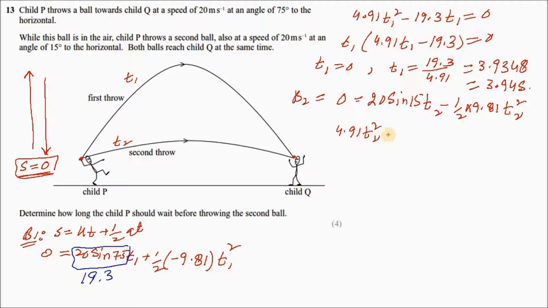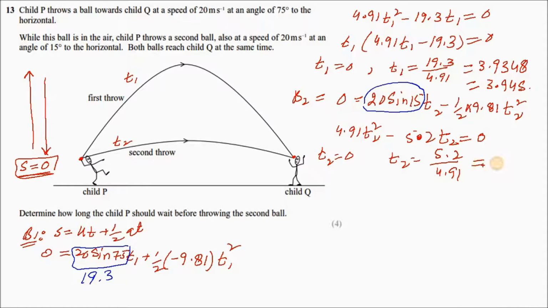T2 squared minus 5.2 into T2. This 5.22 is basically the value of 20 sine 15. So T2 squared is there, and it is equal to 0. Again you have a T2: one value of T2 will be 0 and the other value of T2 would be 5.2 divided by 4.91, and it will give you 1.06 second.